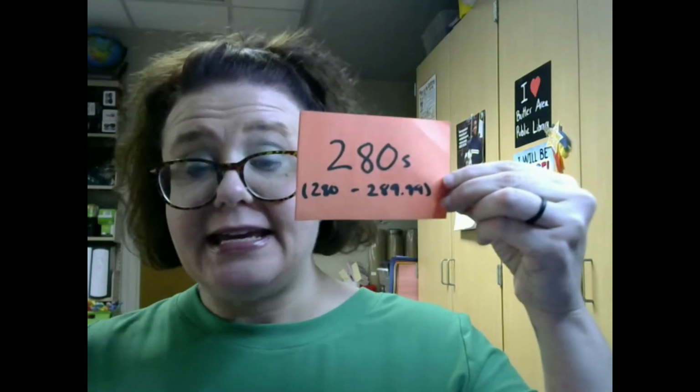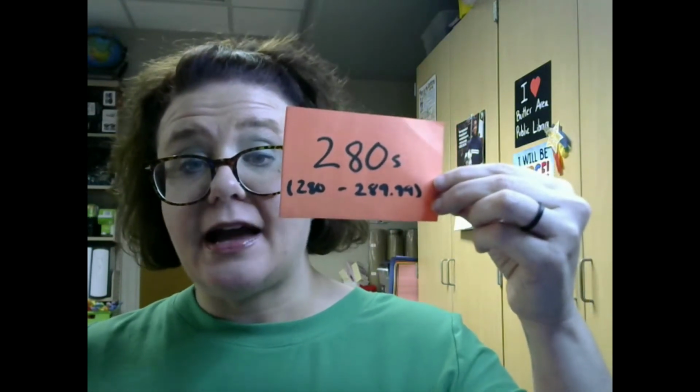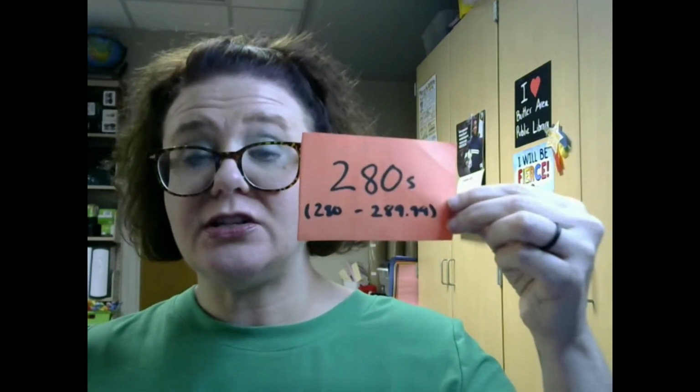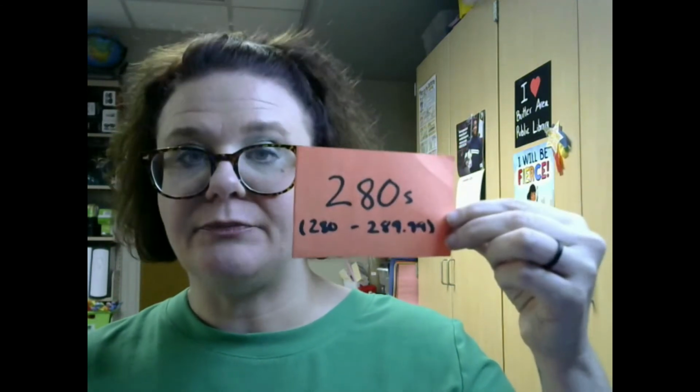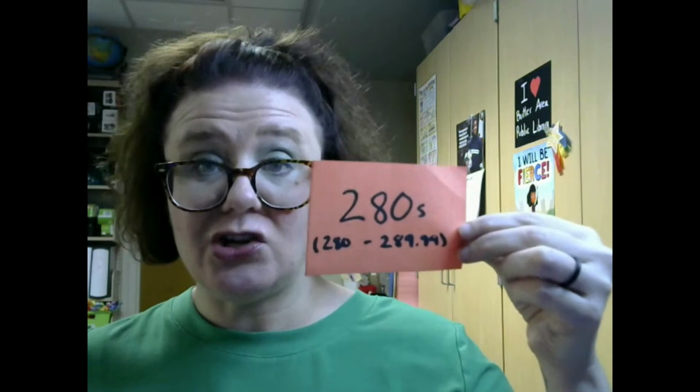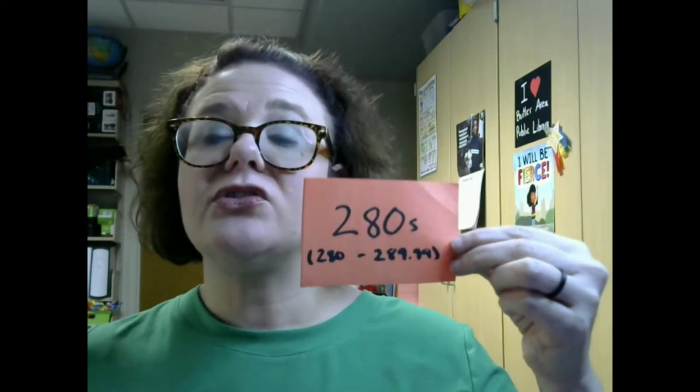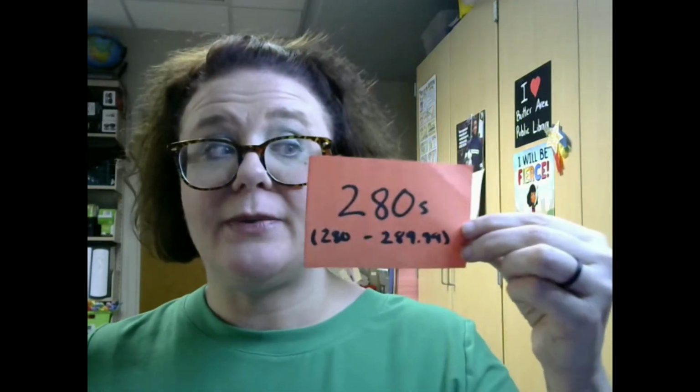So in the 280s, which is 280 to 289.99, you will find information about Christian denominations and sects. So when we talk about denominations of Christian religion, those are simply different types of Christian religions, things like Methodism, Presbyterianism, Southern Baptists, different evangelical churches. All of this type of information would be found in the 280s.